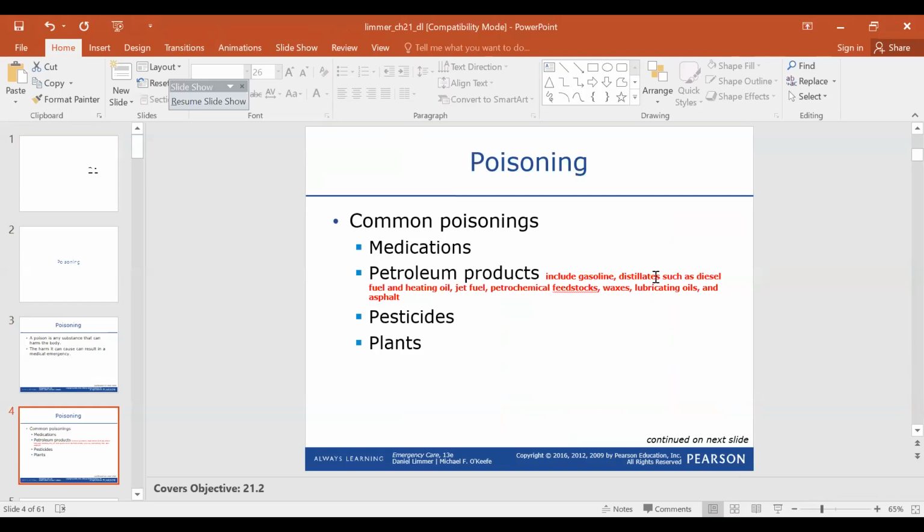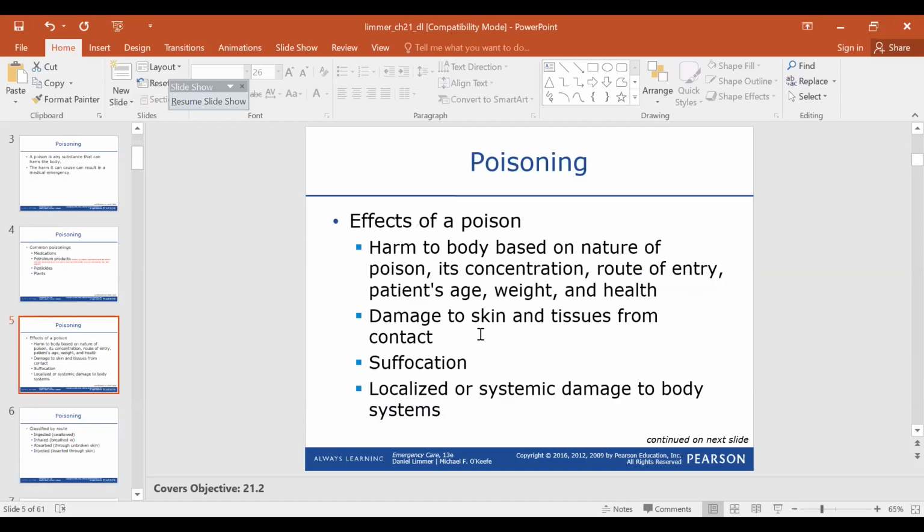So gasoline, distillates, diesel, all these can poison the body because they don't belong in the body. Pesticides and plants as well. Like I said, it's gonna cause harm to the body. That's what a poison does. That's why it's called a poison. But it depends on the concentration, and the route also plays a big part in it, as well as age, weight, and health.